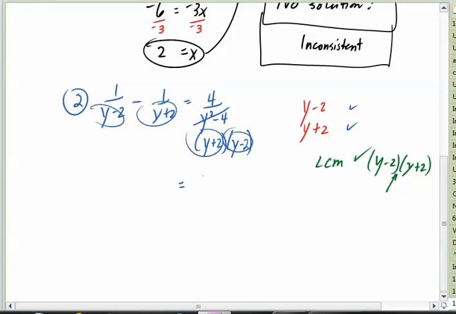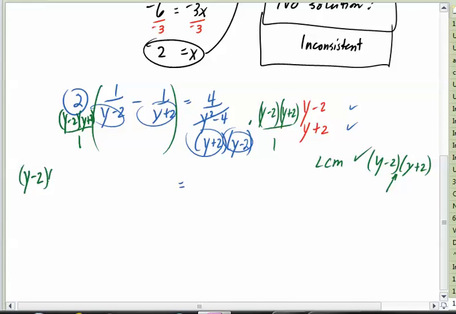So I'm going to go ahead and multiply the right side. I didn't need that second parentheses. I'm going to do it just like that. I'm going to multiply the right side by that, and I'm going to multiply the left side by this y minus 2, y plus 2 over 1. Now I'm going to go ahead and write it out in a neater fashion here. So I have y minus 2, y plus 2, and all of that over 1.